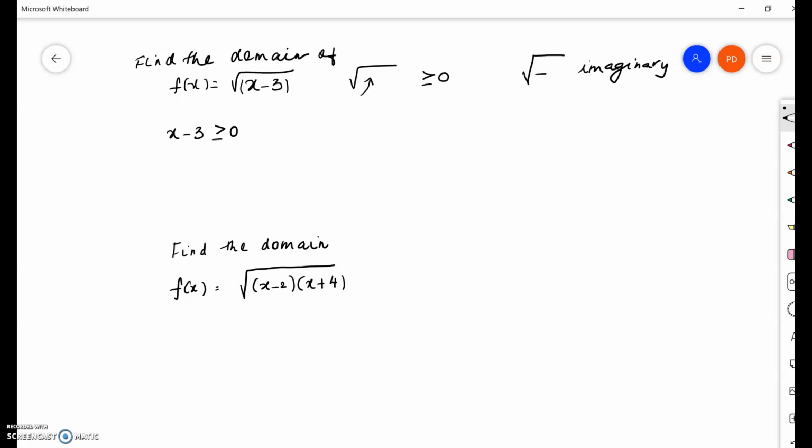When we solve this inequality by adding 3 on both sides, we get x greater than or equal to 3. So the domain of this function is all real numbers greater than or equal to 3. So anywhere from 3 to infinity. And that is including 3. Now suppose we had f of x equals 1 over radical x minus 3.